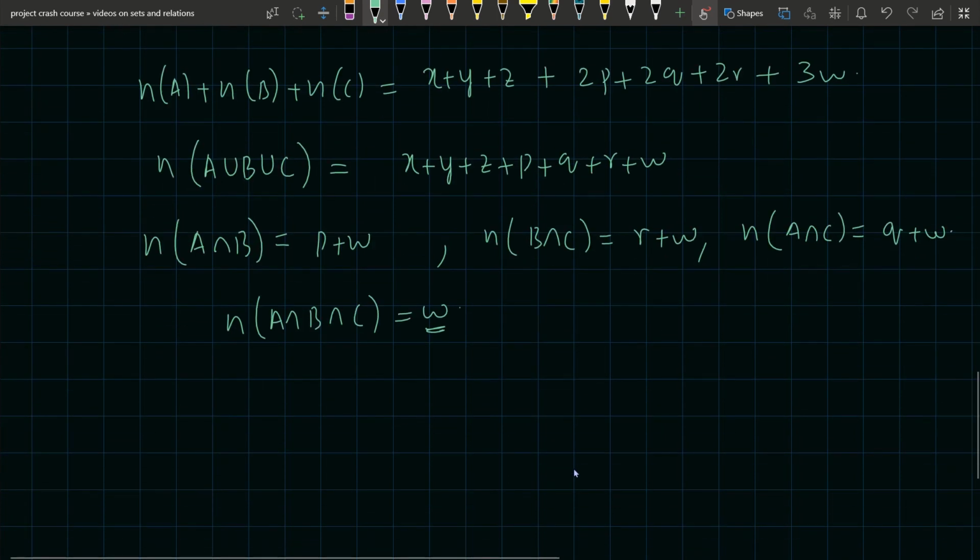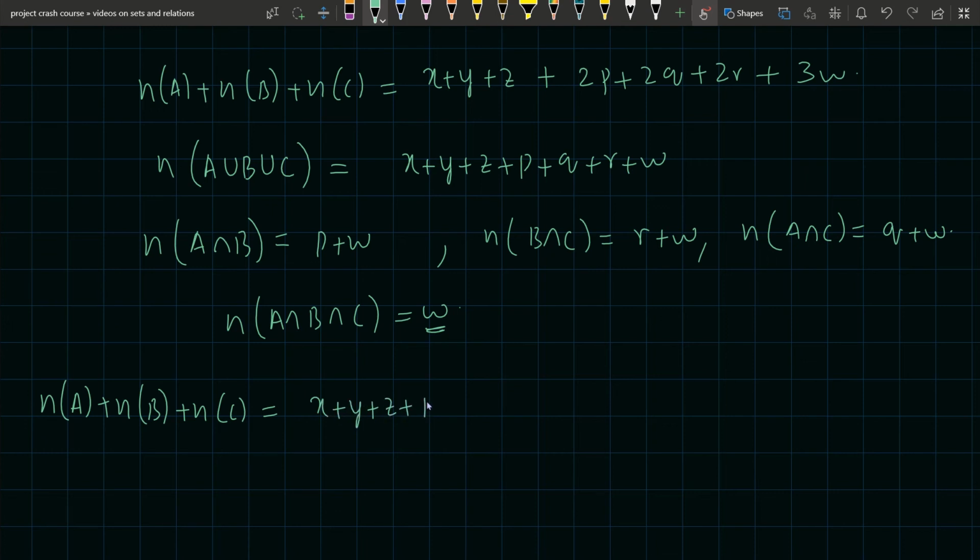So I can clearly see from this result n of A plus n of B plus n of C is equal to X plus Y plus Z plus, right? I can write it P plus Q plus R plus W, right? And then I can also write it as P plus W plus Q plus W plus R plus W. But I know already there is one W and I have added, there are 3 W's in total summation, but now I have added 4 W's. So I have to subtract 1 W.